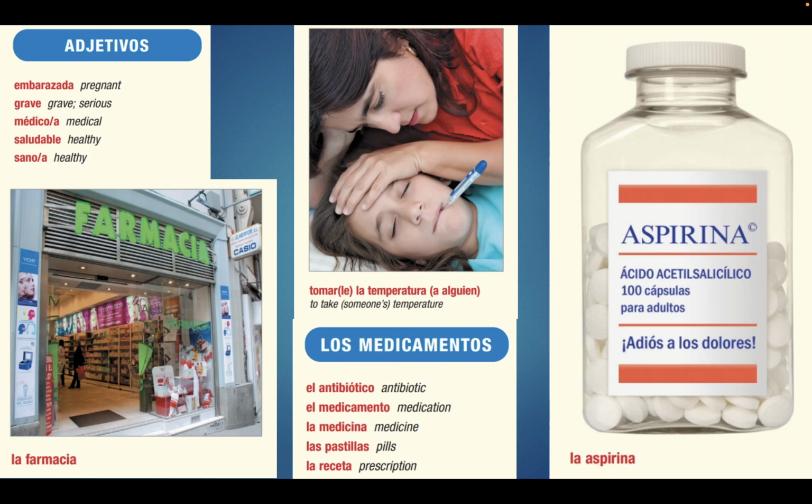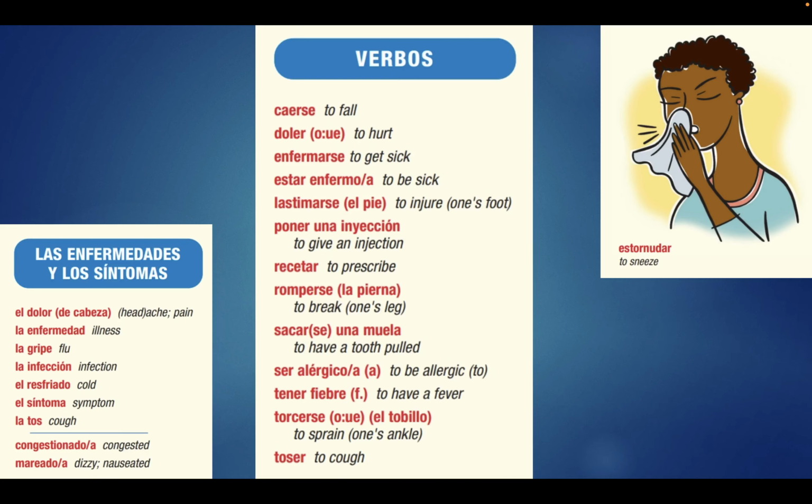It's a false cognate. We have grave. Grave means grave or serious. Médico or médica, it means it's involved medically. Saludable, healthy, or sano, also healthy. All right, some common verbs that we see in this chapter. We have caerse, which is to fall. Doler, to hurt, and doler does have a stem change from O to UE.